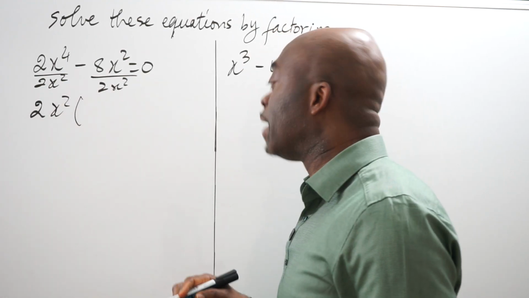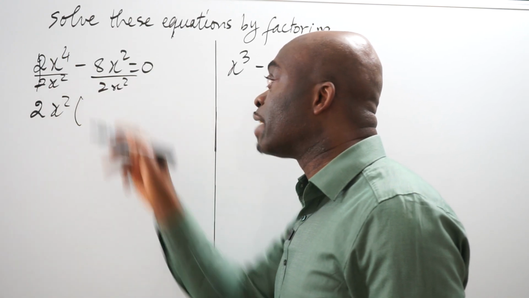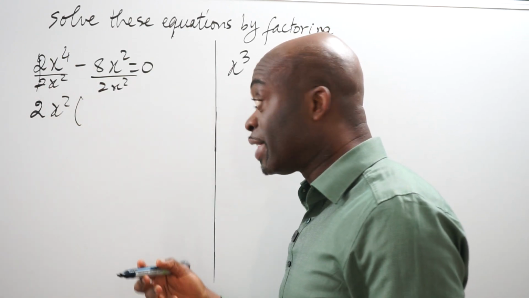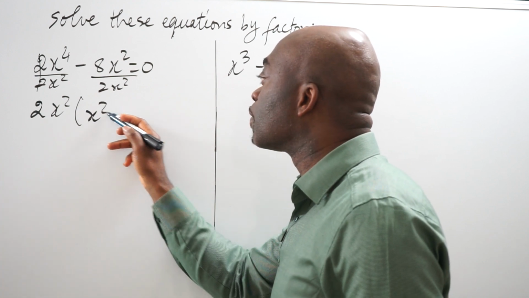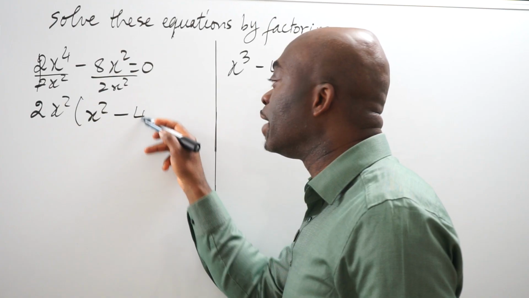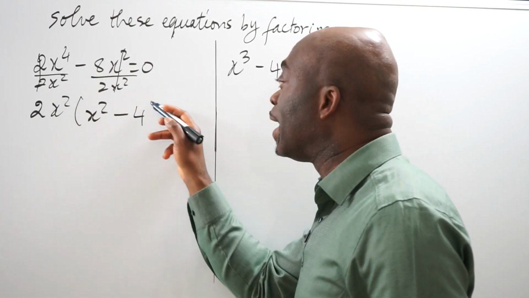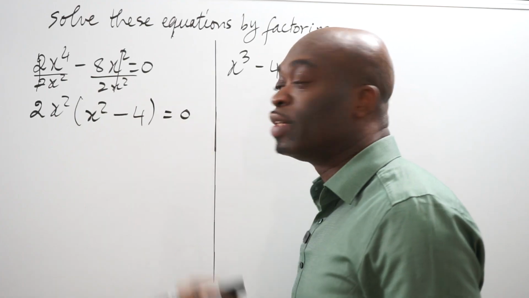And then what's going to happen after that? We're going to have 2 out. X to the fourth divided by x to the second is x to the second. Okay, minus, 2 goes into 8 how many times? 4 times. All right? And then x to the second out. Both of them are out. And this one is equal to 0.